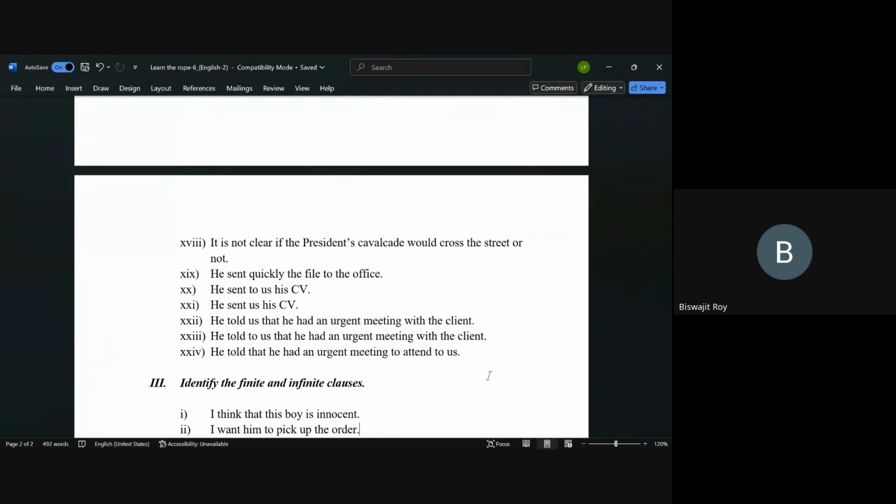He said that he had an urgent meeting to attend. He told that he had an urgent meeting to attend. No, why are you changing the sentence? We are not allowed to change the sentence. We're just required to rearrange the various chunks. That's all. He told that he had an urgent meeting to attend to us.